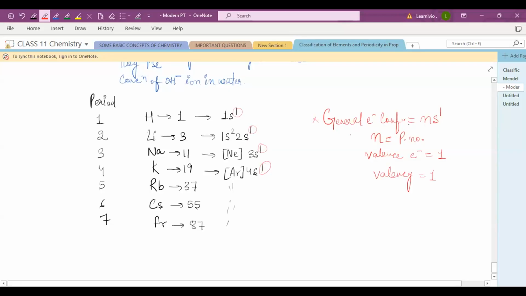So general electronic configuration, just remember ns1, and n is what? n is your principal quantum number, or you can say your period number. Valence electron is 1, and valency is again 1.